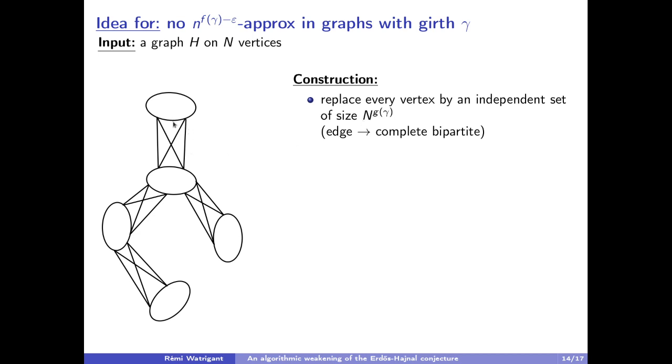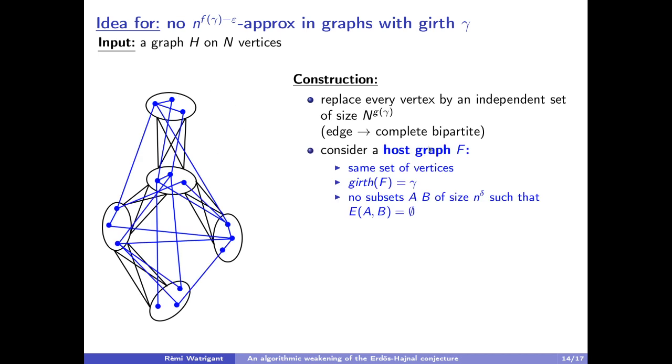And we replace each edge by a complete bipartite diagram. The second step is to consider another graph, a host graph, on the same set of vertices as the new graph we obtain. We consider a host graph in blue, F, on the same set of vertices, with a large girth gamma, and with the following property: it cannot contain subsets A, B of vertices, each of size n to the power of delta, such that there is no edge at all between A and B. Delta is a constant that we will talk about later.